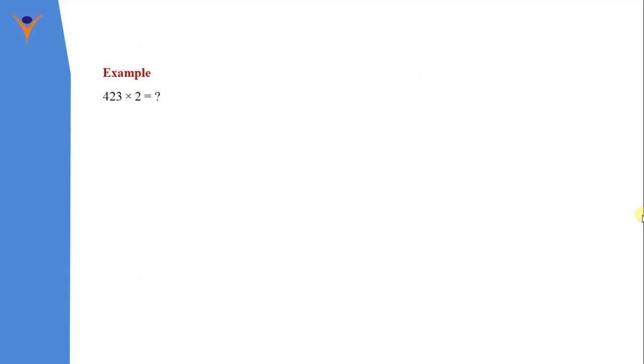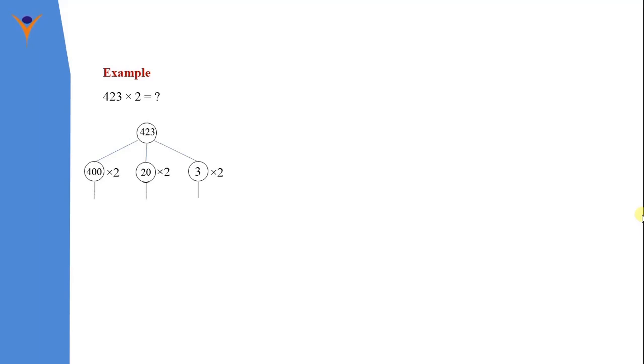Let's look at this one. 423 times 2. Here we're going to use the nested diagram, which helps us to partition numbers. So 423 will be partitioned this way: 400, 20, then 3. Good. Now since we are multiplying, let's bring the multiplication under 2 there. So times 2, times 2, times 2.